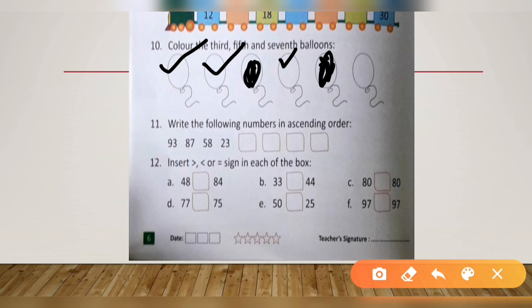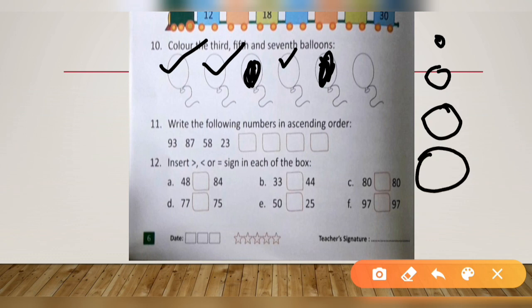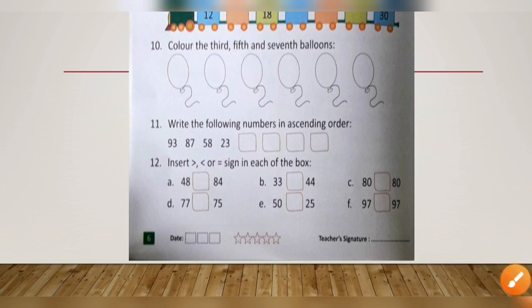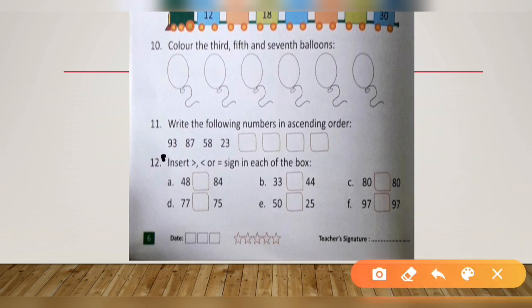Number 11. Write the following numbers in ascending order. To write the numbers in ascending order, start with the smallest number. Ascending order is like this: smallest, then a little bigger than the previous number. This is ascending order. Okay. So which one is smallest? The numbers are 93, 87, 58, 23. Which one is smallest? 23.